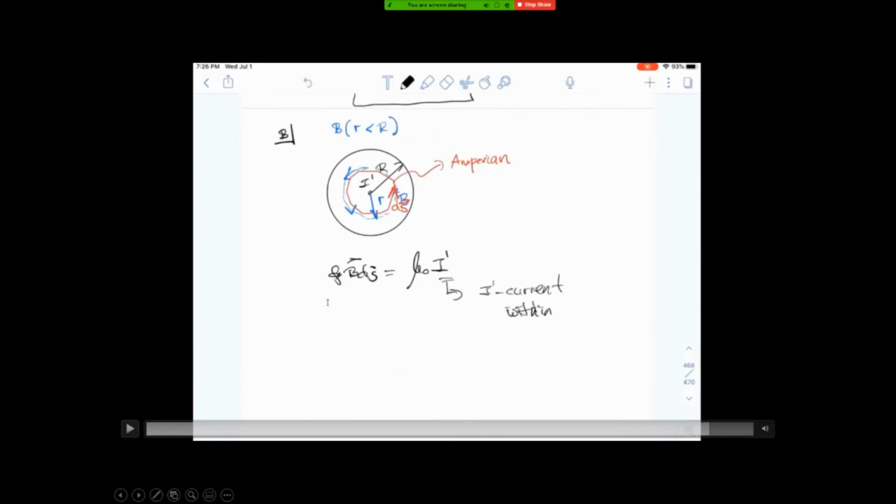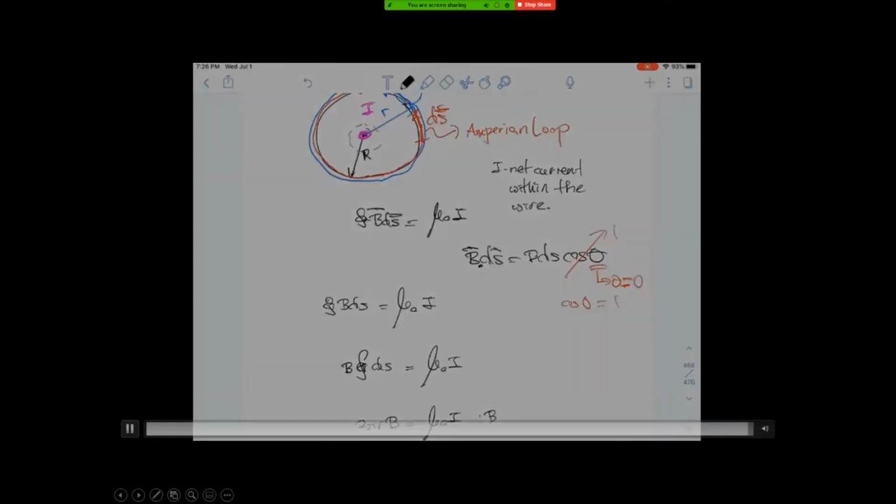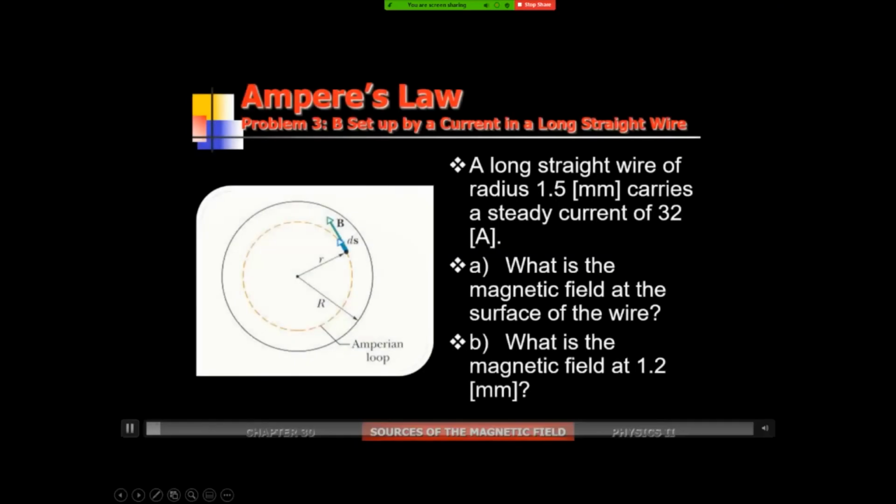Okay, so I prime is going to represent the current within the Amperian loop. So this is the net current within the Amperian loop.